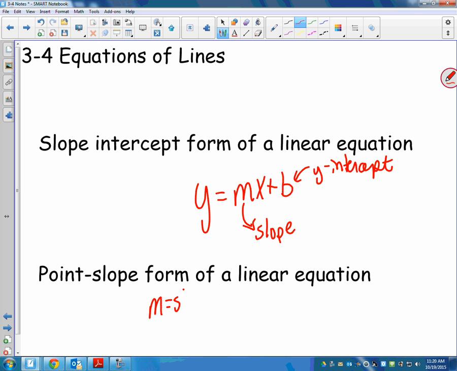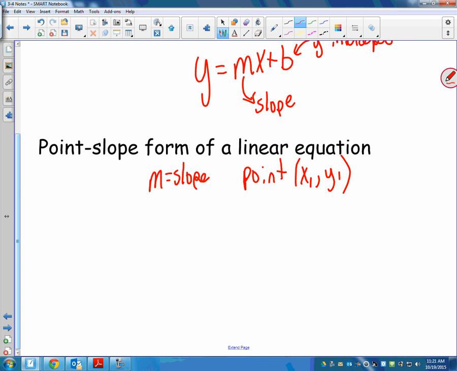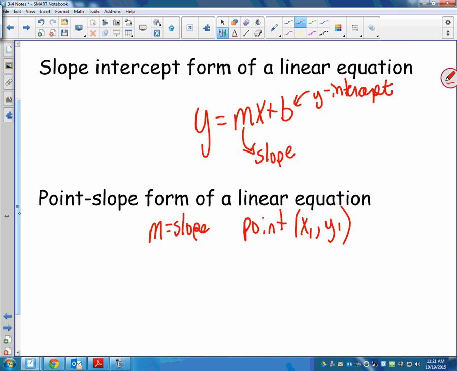So if m is your slope, and you have some point (x1, y1), does anybody remember this equation? Is it y minus y1 equals m times x minus x1? So this equation you can put in slope-intercept form very easily.